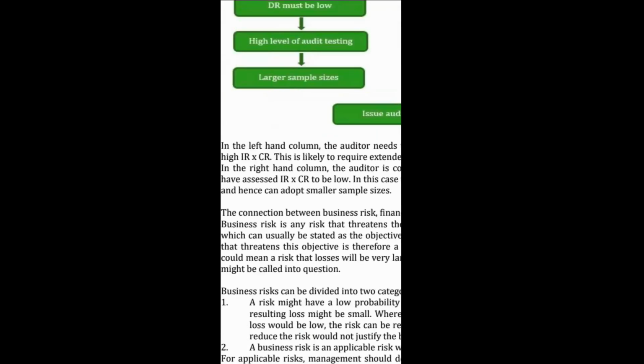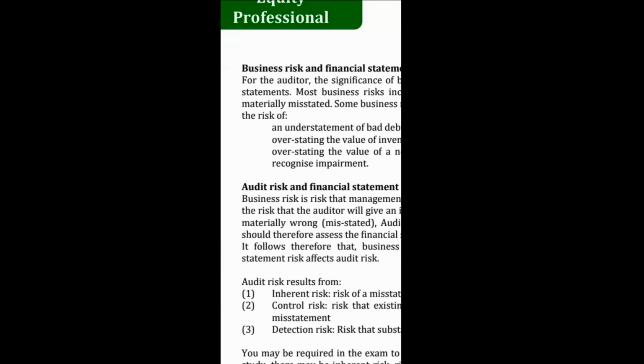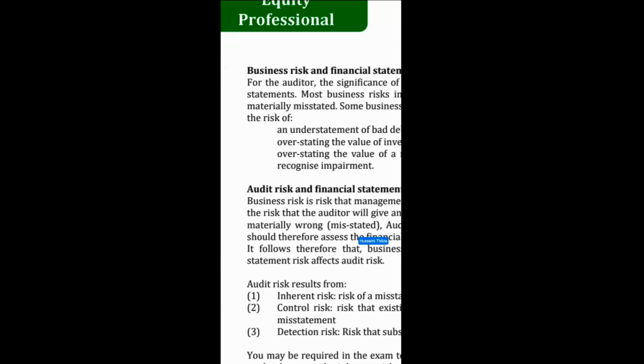So there's a relationship between the financial statement risk, business risk, and audit risk. I'm combining the three of them together, and I'll show you the relationship that exists between them. Okay? Now, what is business risk? Business risk is the risk that the company will not be able to achieve their objective. Those factors that prevent the company from achieving their set objectives are what we call business risk. Okay? I hope we are together.